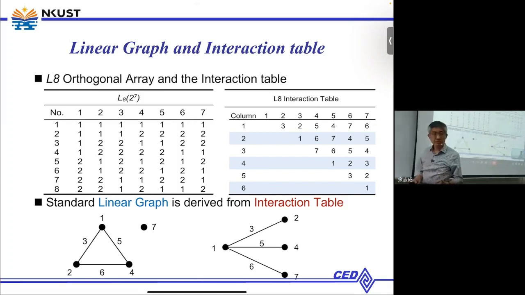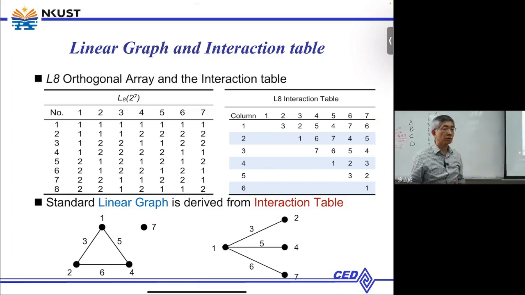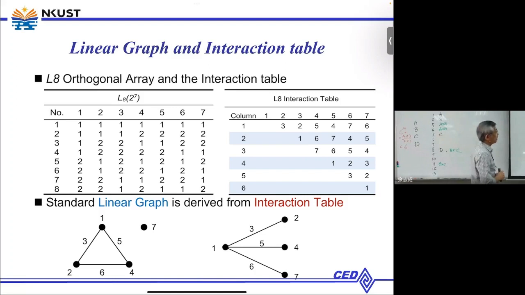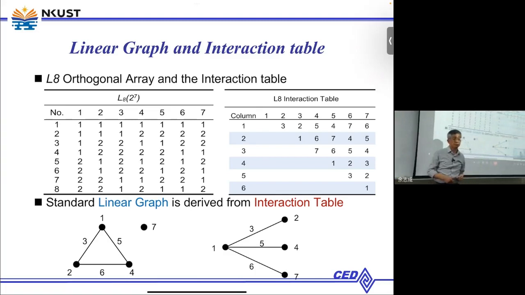Any questions? These two standard linear graphs are proposed by Taguchi, but you can come up with your own linear graph from the interaction table, but you need to make sure all the numbers will not be repeated. 1, 2, 3, 4, 5, 6, 7. They cannot repeat, just like this linear graph.